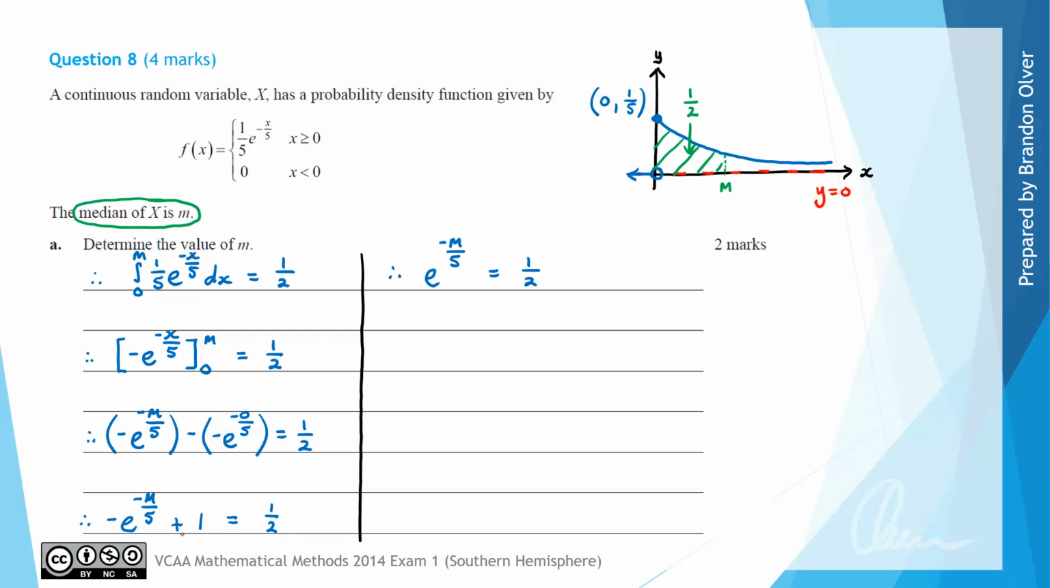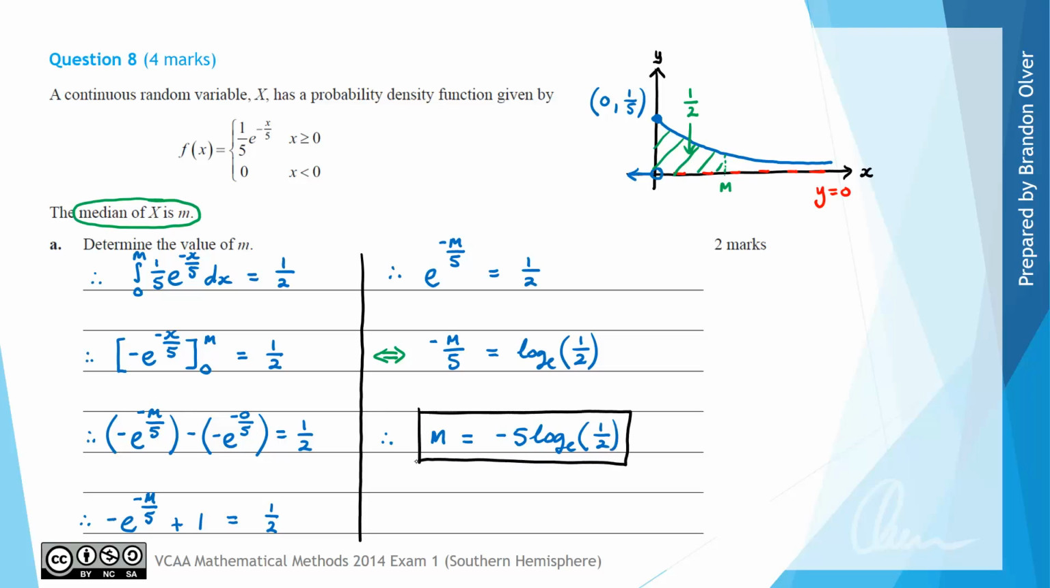So if we rearrange that equation, we can express this in an equivalent log form, so that will give us negative m divided by 5 is equal to log e of 1/2, and then multiplying both sides by negative 5 we would get m by itself, so m is going to equal negative 5 times log e of a half. So that is the answer to part A of this question.